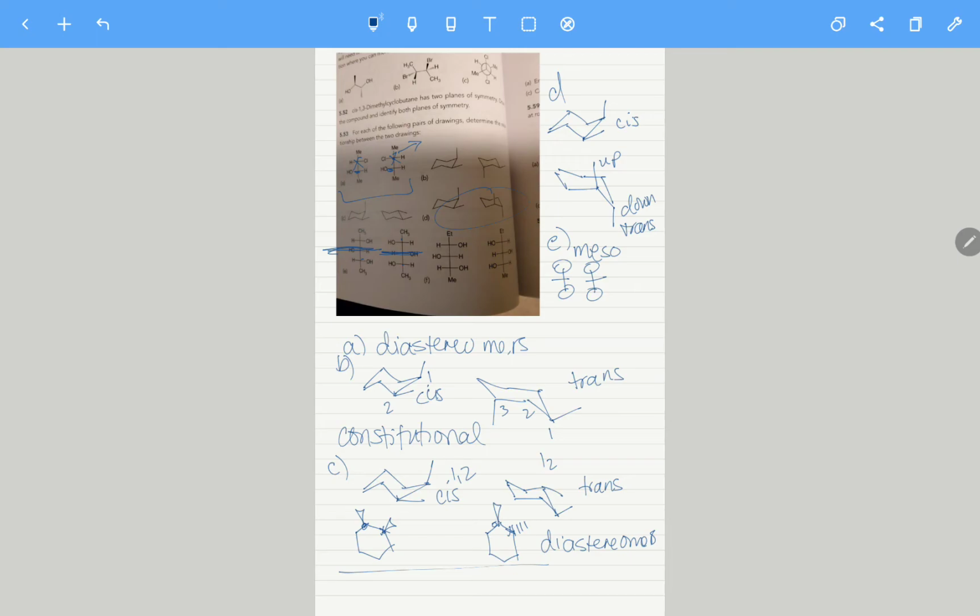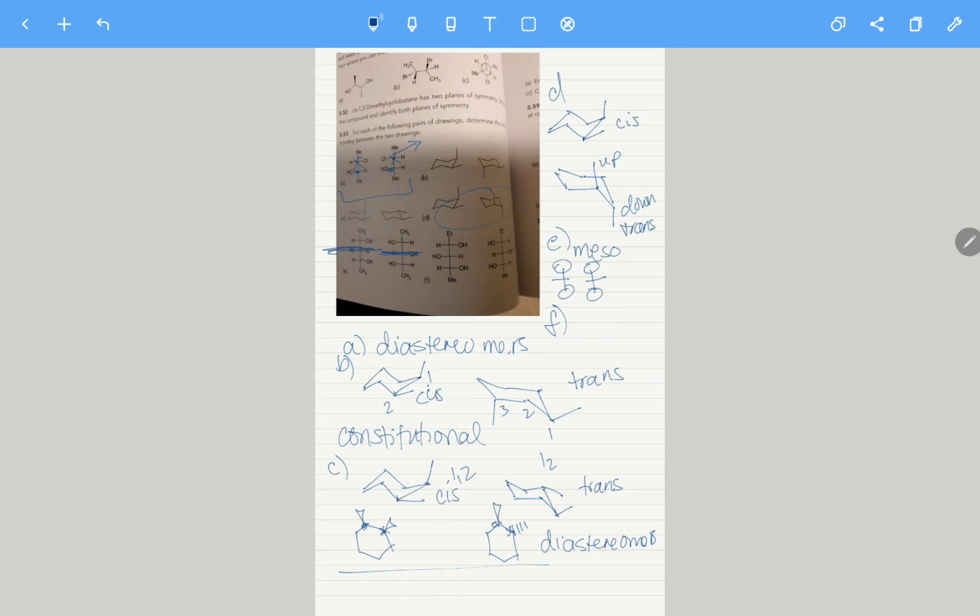Now, a reminder about meso structures is please make sure that you're rotating the structures as well. Don't just assume what it is, but try to rotate it so that you might see that there could be other ways that the structure could be drawn.